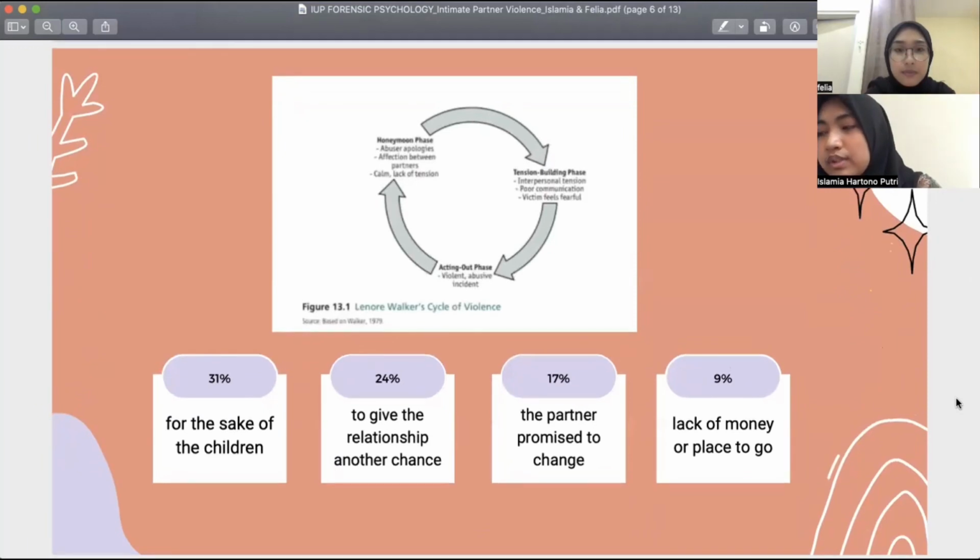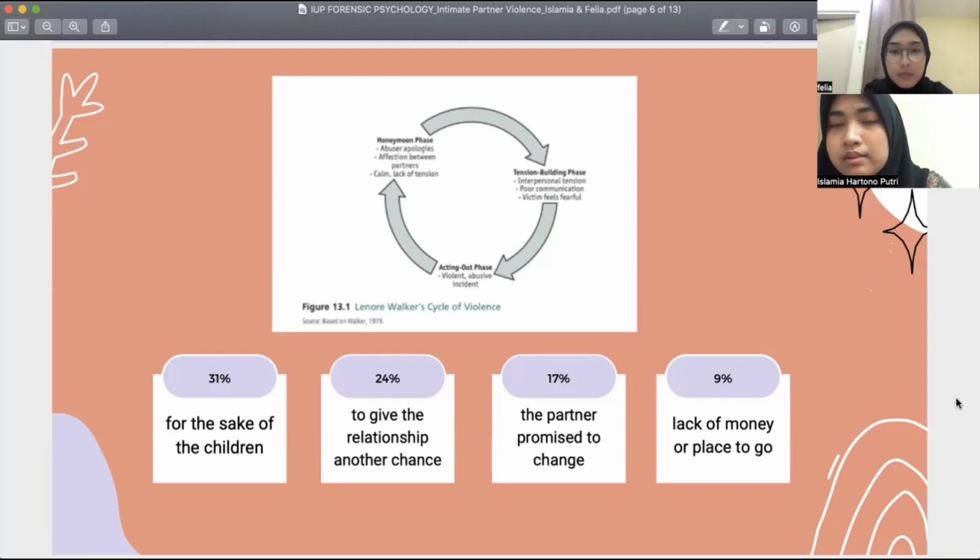Okay, so the reasons why most of the victims ended up returning to their home at least once: 31% is for the sake of the children, 24% is to give the relationship another chance, 17% is because the partner promised to change, and 9% is because of the lack of money or place to go for the victim.